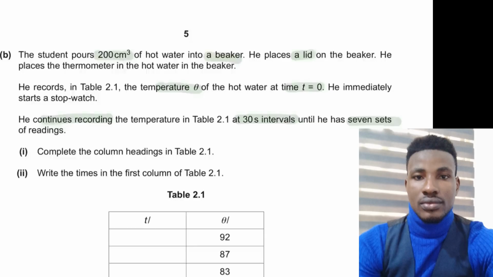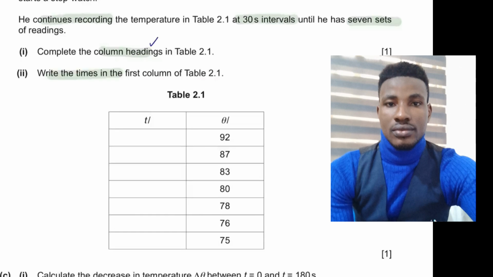Part 1. Complete the column headings, and Part 2. Write the times in the first column of table 2.1. To complete the headings, insert your units. For time, it is in seconds, and for temperature, it is in degrees Celsius. It mentions that it starts at time equals to 0 and continues every 30-second intervals.